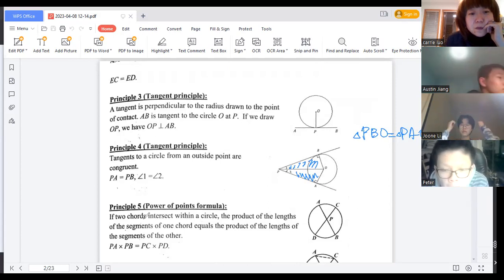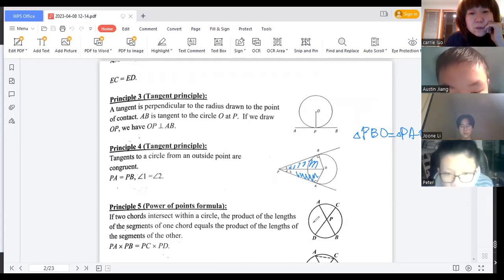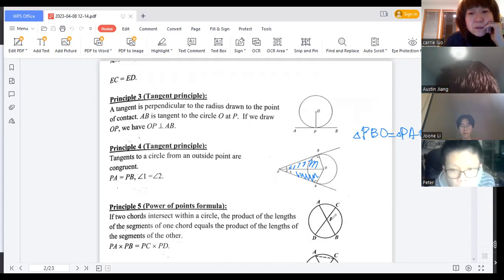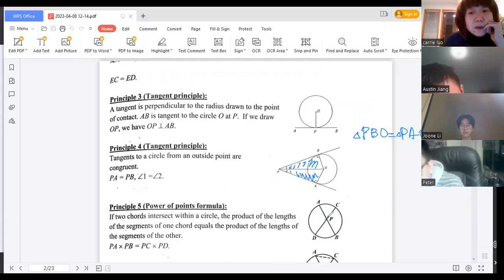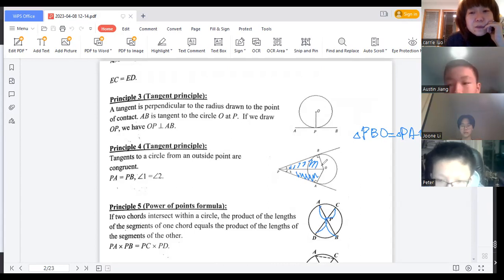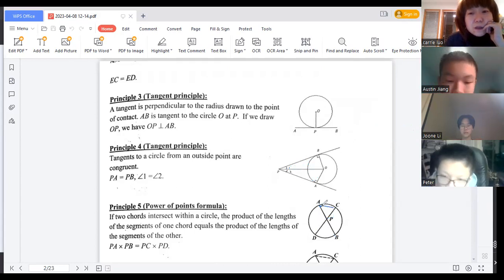Okay. If two chords intersect with a circle, the product of the lengths of the segments of one chord equals the product of the lengths of the segments of the other. So PA times PB. This is very important. Okay. PA times PB equals PC times PD. Why is it like that? You can simply do it with similar triangles because these two angles are the same.